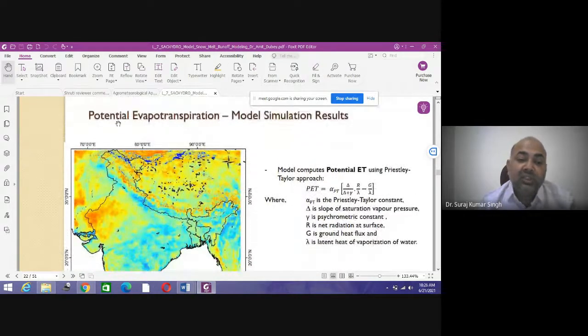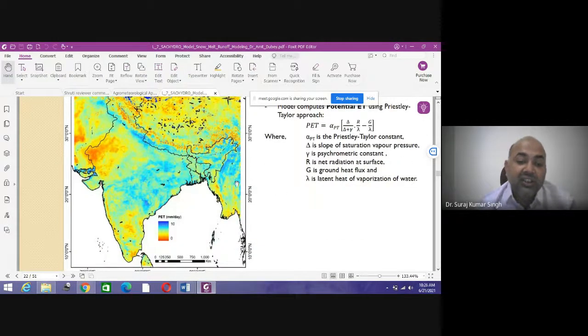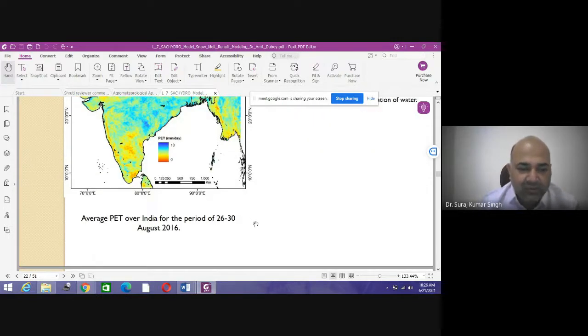So this is the potential evapotranspiration model using simulation results. You can see the areas where you have a high potentiality of evapotranspiration. In the western part of Rajasthan, Gujarat, and in southern parts of India, the maximum portion has very low potentiality, meaning low rainfall.